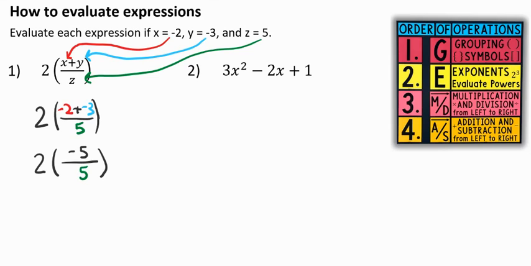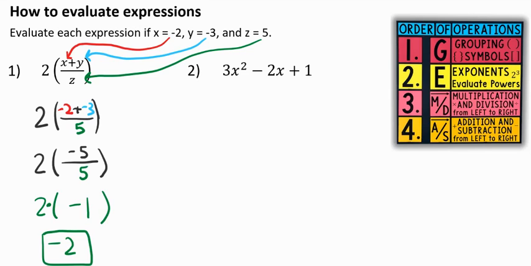Okay, so now I'm still inside the parentheses, so I still have my 2. -5 divided by 5 is -1. And now I know if it's parentheses, I'm multiplying. So 2 times -1 would be -2. So again, I just plugged in the values for the variables and then found my answer.